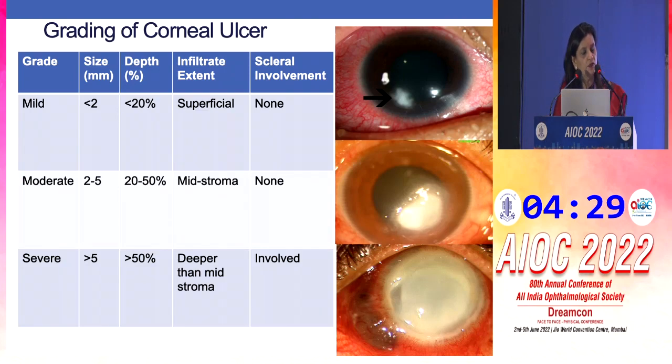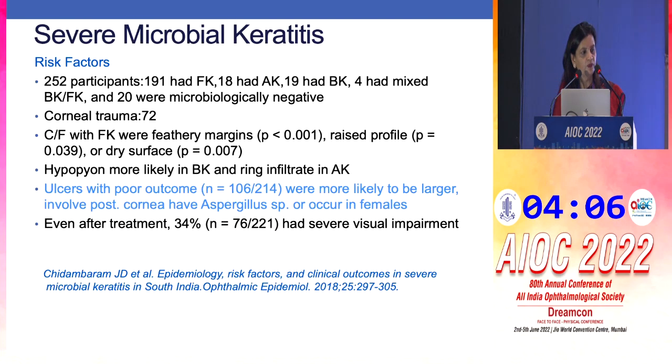Grading of corneal ulcer is important, whether it is bacterial or fungal, because the treatment modalities for each of the grades is different. So the way to learn is less than 2, 2 to 5, and more than 5 mm: mild, moderate, and severe. Likewise for depth, less than 20%, 20 to 50%, more than 50%. And infiltrate extent similarly, and scleral involvement is present only in the severe cases.